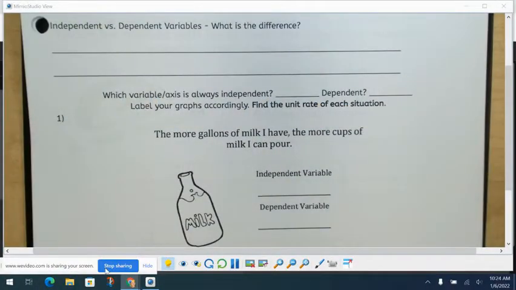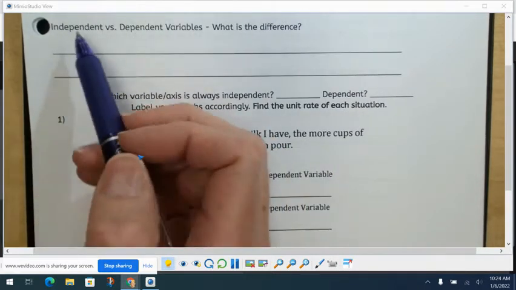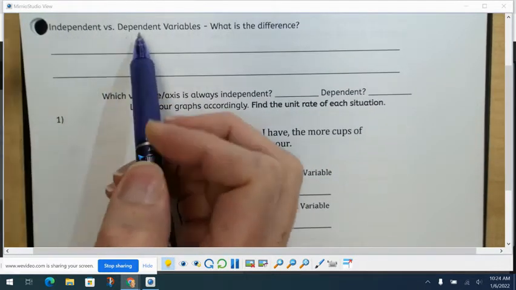Today we're going to talk about independent versus dependent variables. Independent and dependent variables are what we use along the axes on a coordinate plane. There's actually a rhyme or reason to which one goes on the x-axis and which one goes on the y-axis, so we're going to talk about that today.